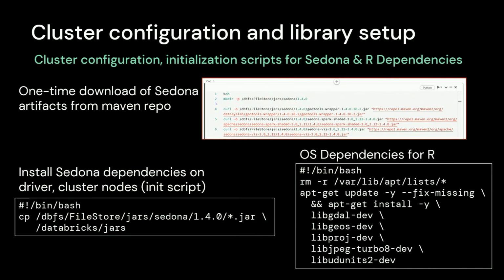So I thought this would be worthwhile to show. This is how we configure the libraries in a cluster. We did a one-time download of the artifacts for Sedona. And then we have two scripts to copy those jars and load them onto the cluster nodes. And we have a script for installing and updating our library dependencies.